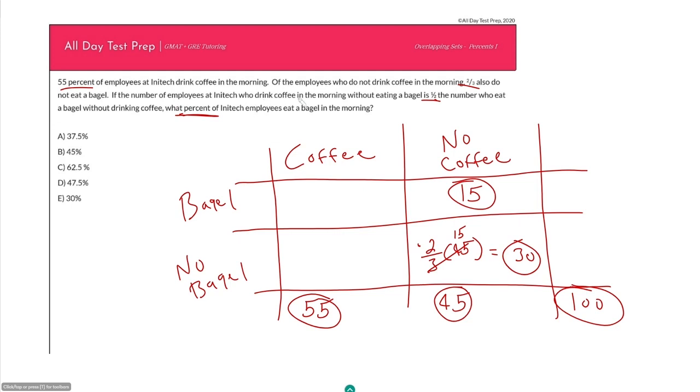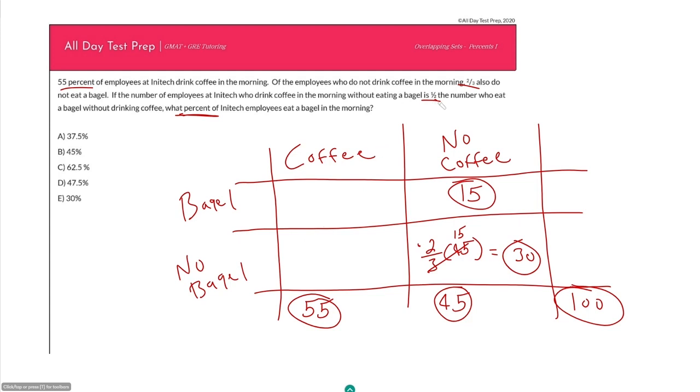The number of employees at Initech who drink coffee in the morning without eating a bagel, so coffee, no bagel, is 1/2 the number who eat a bagel without drinking coffee. So that's 1/2 of this number here. And so this is where you can get into a little bit of trouble sometimes when you make this assumption, is you can end up with fluky scenarios where, for example, you have partial people.